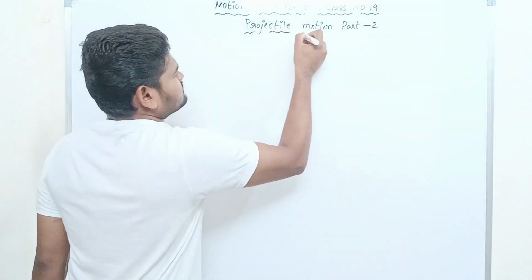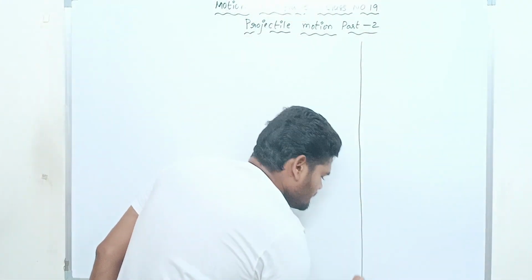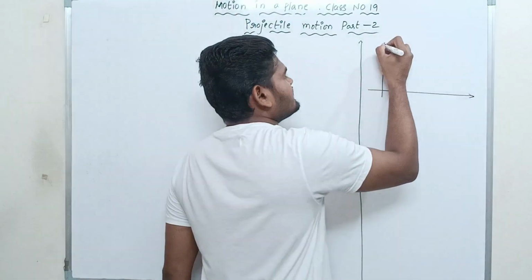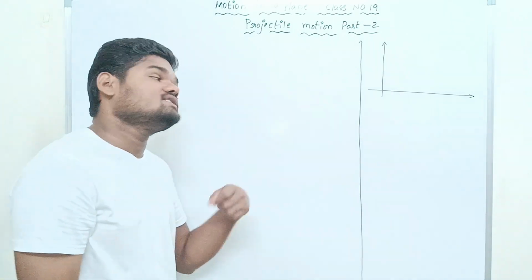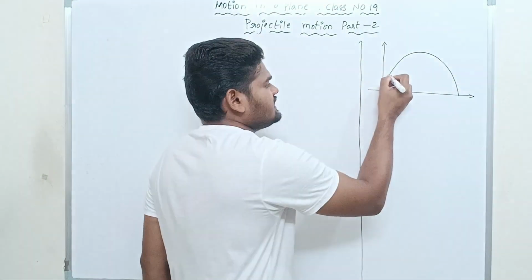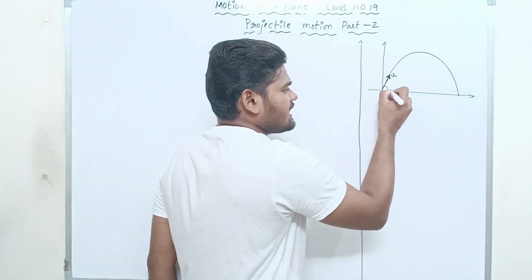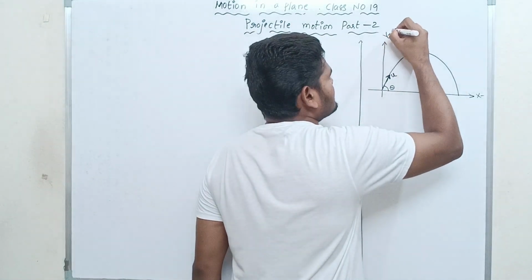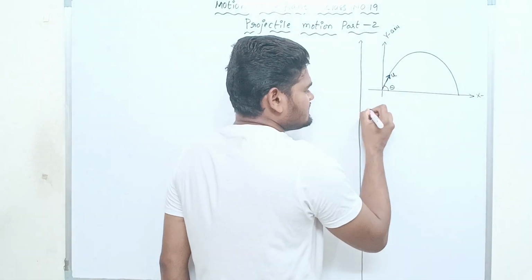In the previous lecture we discussed the meaning of projectile motion. If any object is projected into the air at an angle other than 90 degrees with the horizontal, then the object undergoes projectile motion. Just project an object like this. The initial velocity of this projectile object is u, and this initial velocity makes an angle theta with the horizontal, that is, the x-axis, and the y-axis.